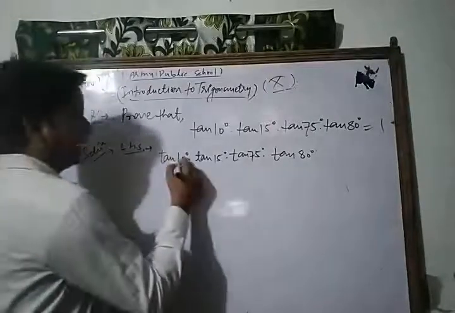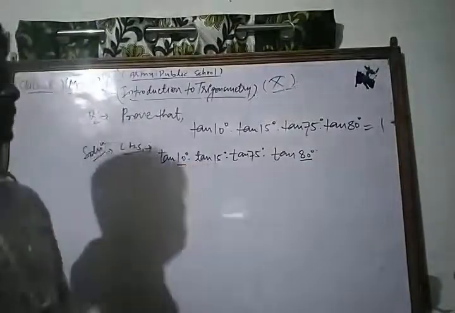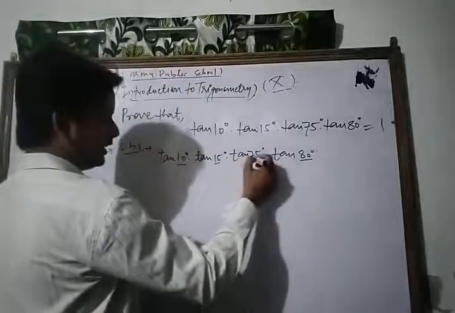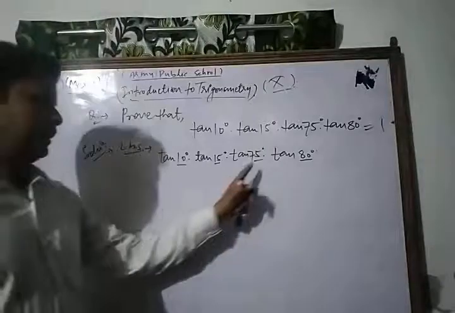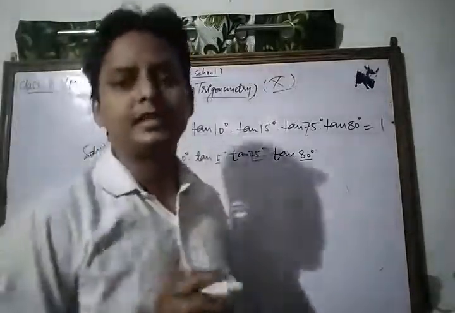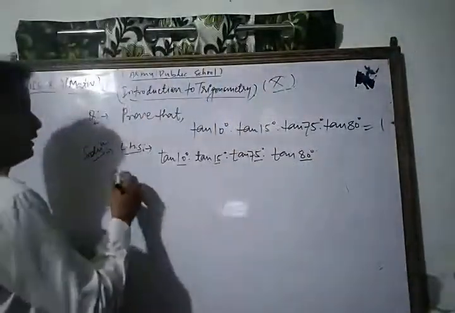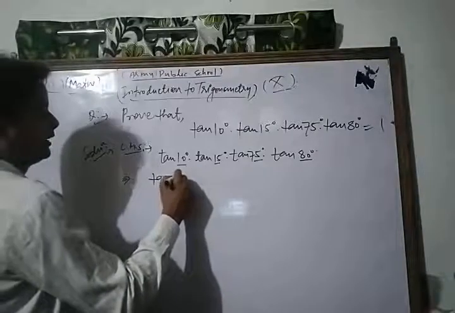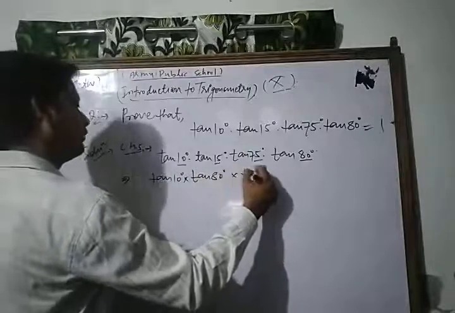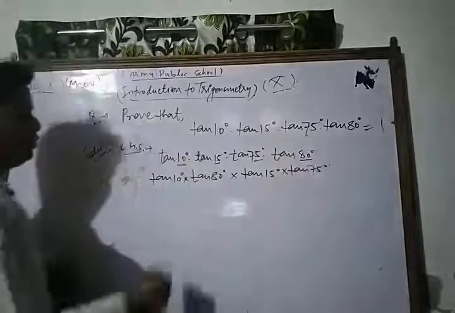Angle 10 and angle 80 are complementary to each other because the sum of their measures is 90. Similarly, 15 degree and 75 degree are also complementary to each other because their sum of measures is 90. Now we take the complementary pairs together. So we can write tan 10° into tan 80° and tan 15° into tan 75°.